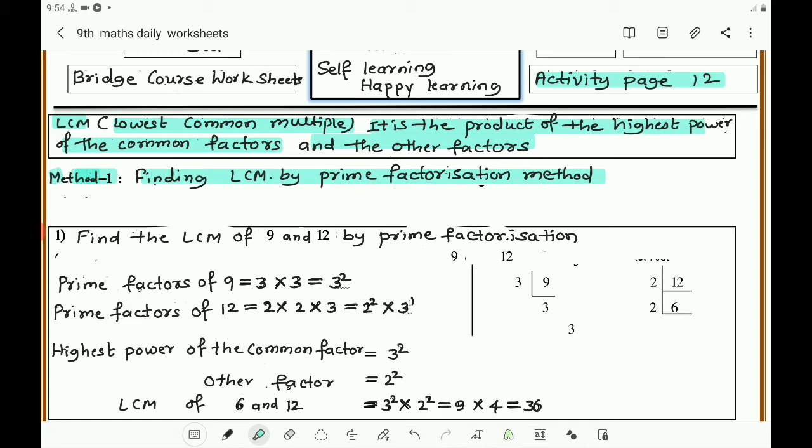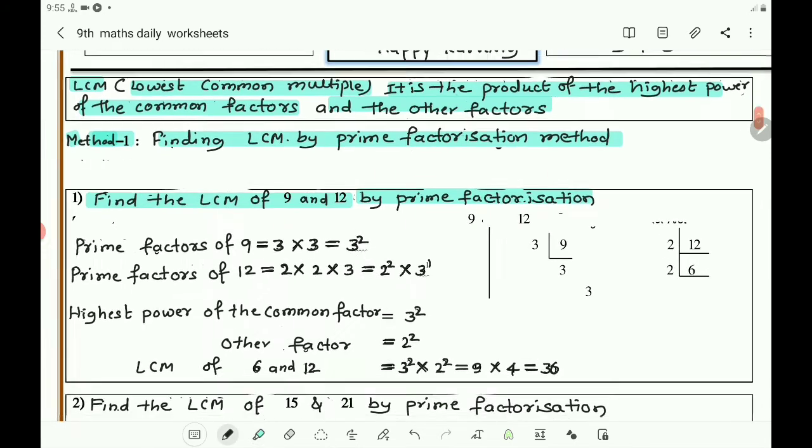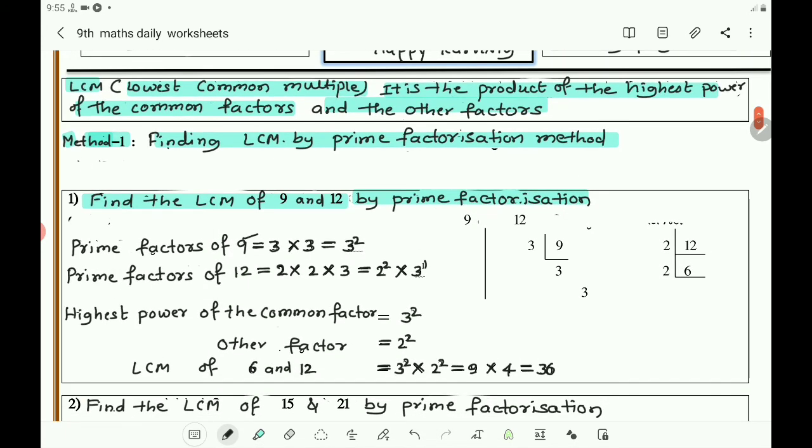If there are common factors, we have to take the highest power of those common factors. Together with that, we have to take the factors which are not common. The remaining factors also are to be taken for the LCM. So take one example. Find the LCM of 9 and 12 by the prime factorization method. Here, as usual, find the factors of 9 and 12.